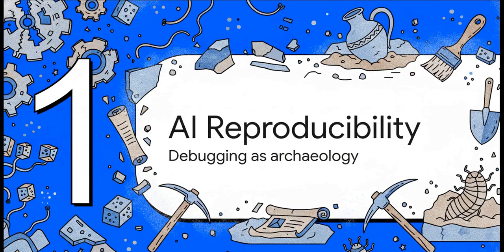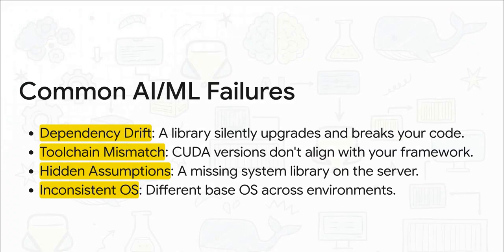Okay, let's start by defining the villain of our story. AI reproducibility. It's that awful feeling when you realize you're not actually debugging code anymore. You're basically an archaeologist, digging through layers of hidden system files and weird dependencies just to figure out why something broke.